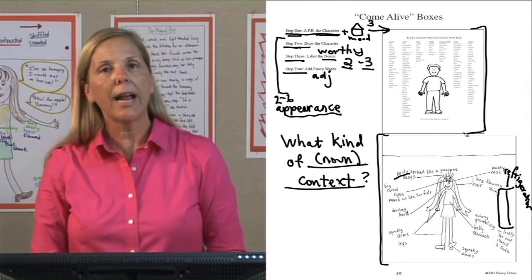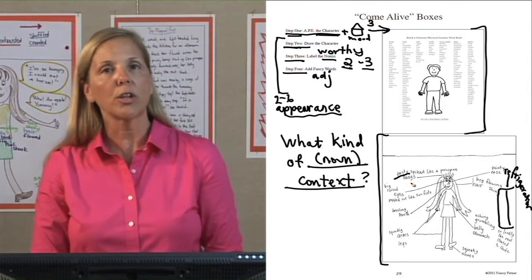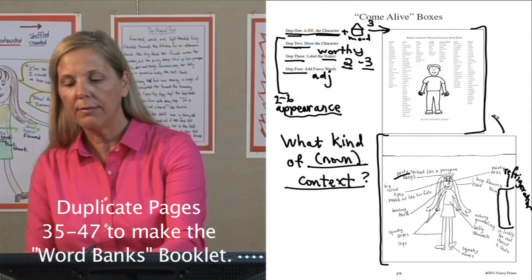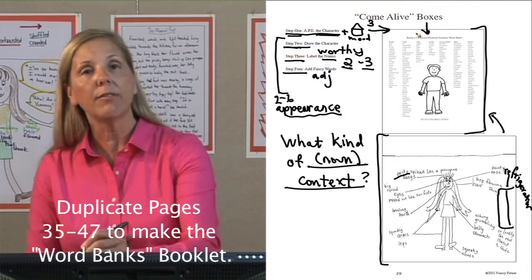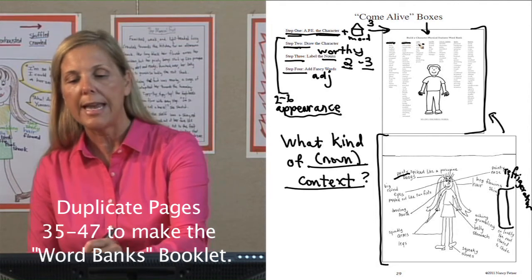What if the students are having difficulty finding adjectives for the different parts of the girl, of this character? Notice above, I have a picture of a word bank. This is for the appearance of a character. It has many columns of describing words that begin with what?